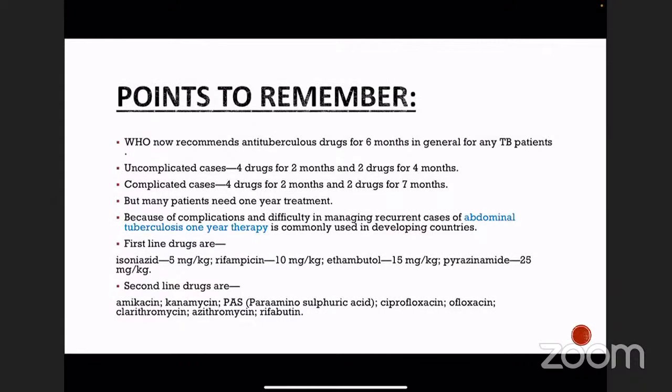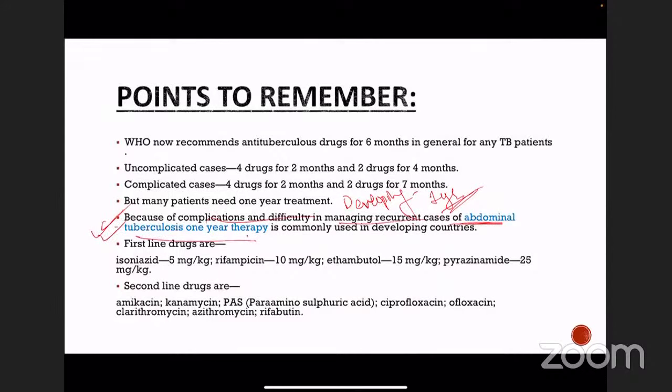Points to remember after all these things we have discussed: WHO now recommends antituberculous drugs for 6 months in general for all tuberculosis patients. For uncomplicated cases, 4 drugs for 2 months and 4 drugs for 4 months; for complicated cases, 4 drugs for 2 months and 2 drugs for 7 months. But many patients need 1 year of treatment, especially, as I have always said in my sessions, in a developing country like ours, because there are more complications and difficulty in managing recurrent abdominal tuberculosis.